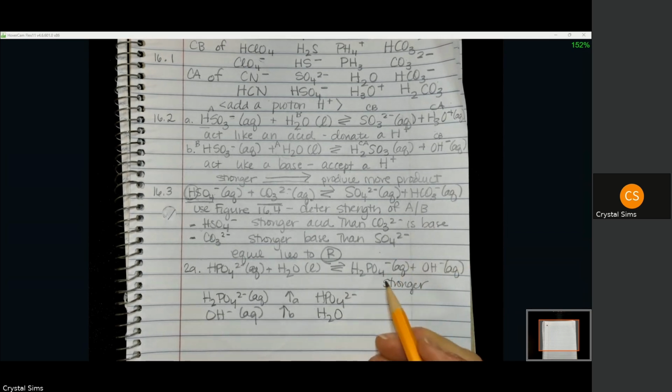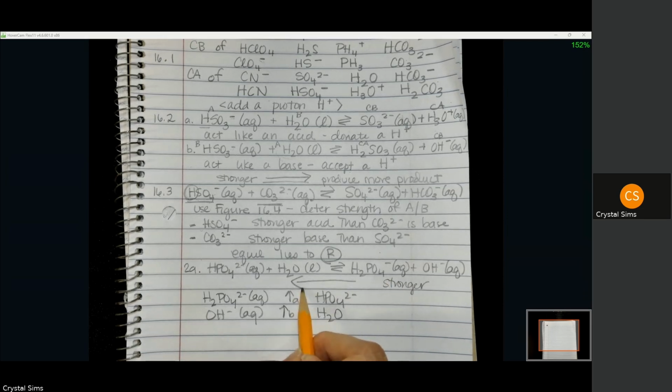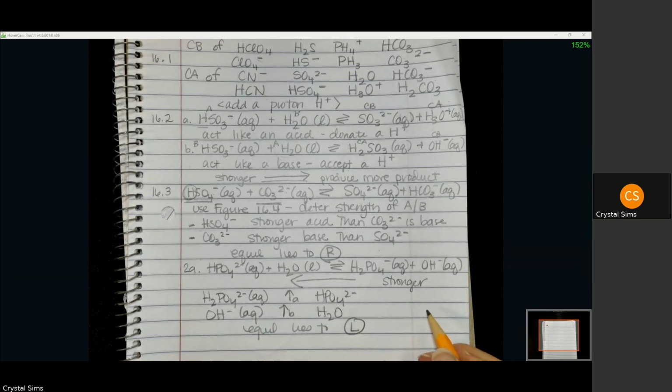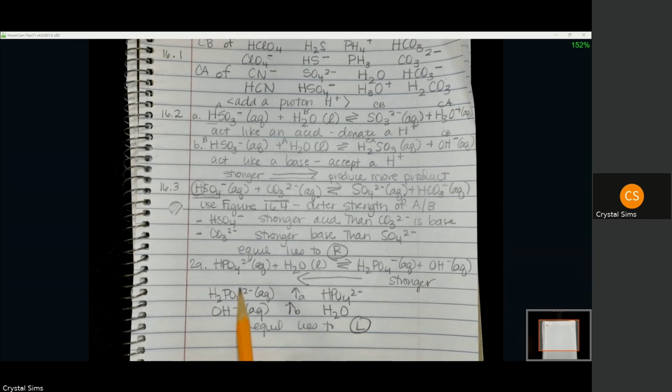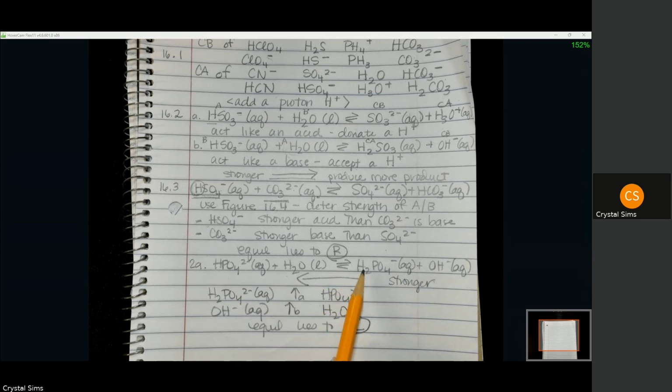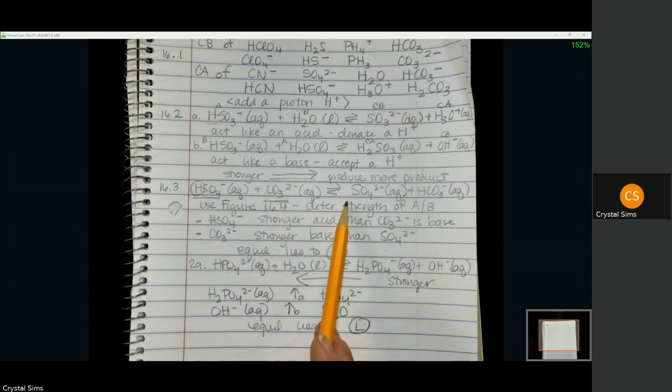So since my products are stronger, we have to produce more reactant. So in this example, the equilibrium lies to the left. So how do you work these? Well, you look at each substance. You find the side that has the stronger acid and base, and that tells you that the reaction will proceed away from that, because we're going to produce more, in this case, reactant, in this case, more product.